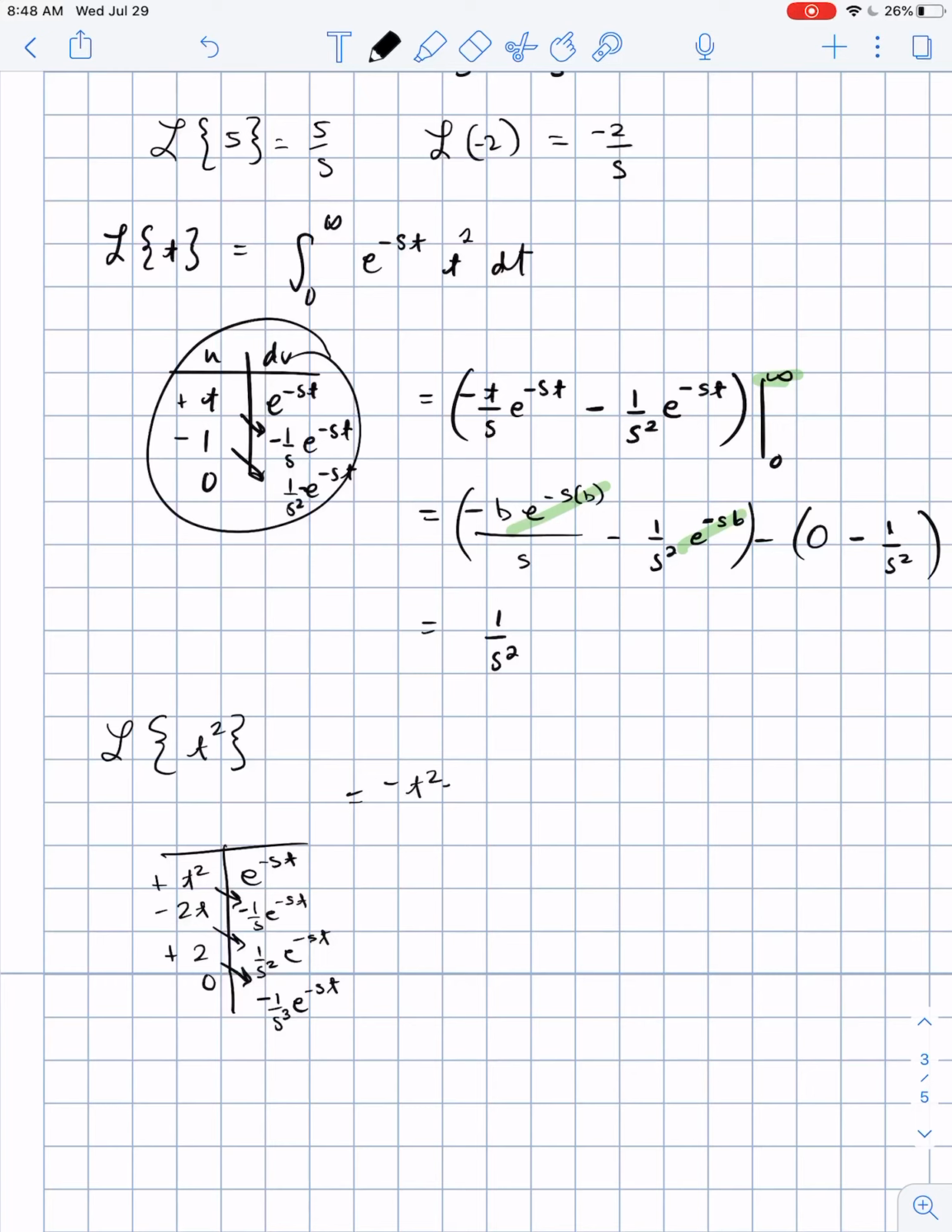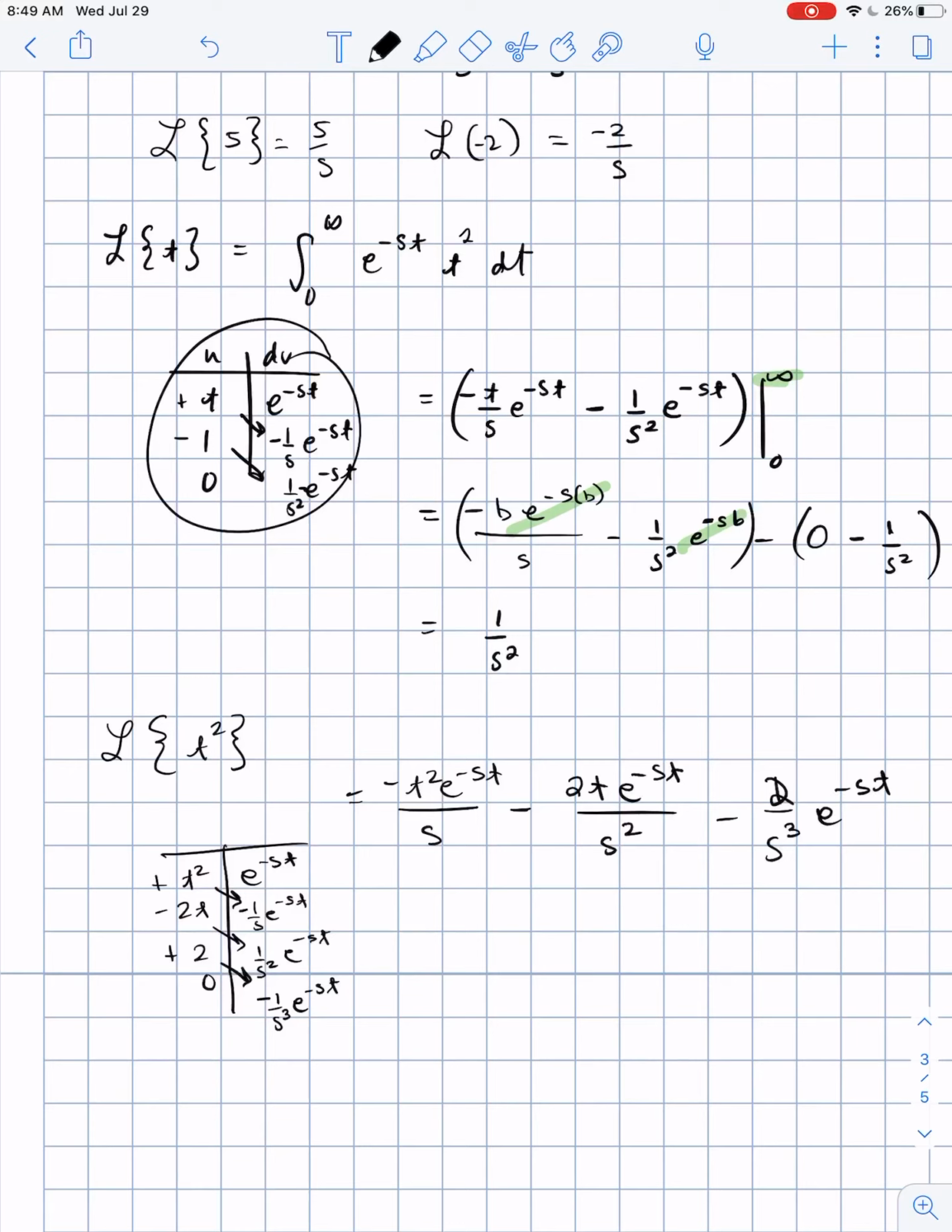negative t squared, e to the negative st over s, minus 2t, e to the negative st over s squared, and then minus 1 over s cubed, 2 over s cubed, e to the negative st.